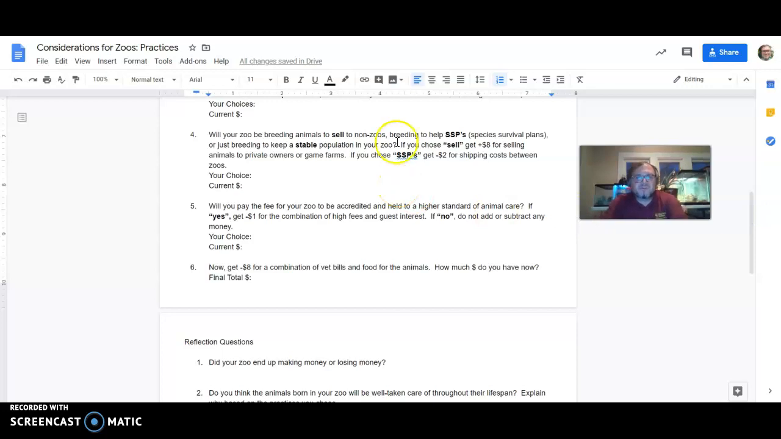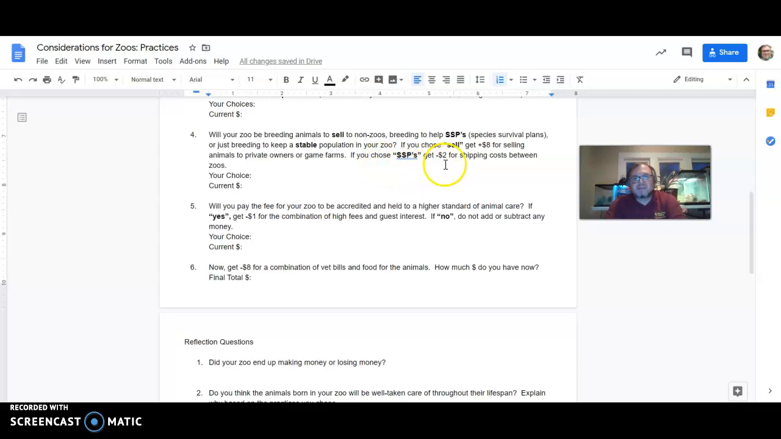Number 4, will your zoo be breeding animals to sell to non-zoos, breeding to help with SSPs, again, species survival plans is what that stands for, or just breeding to keep a stable population in your zoo? If you choose sell, get +$8 for selling animals to private owners or game farms. Again, they're worth a lot of money.